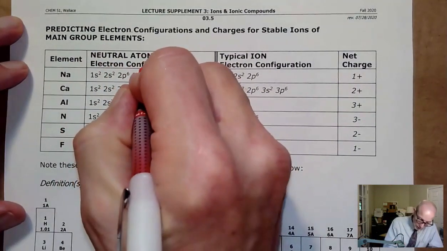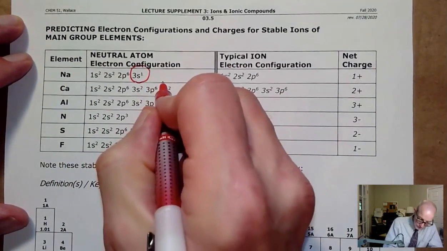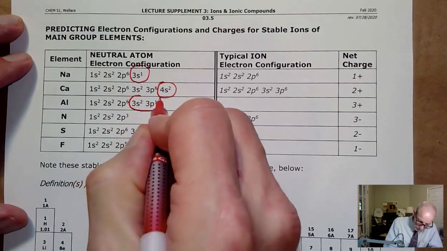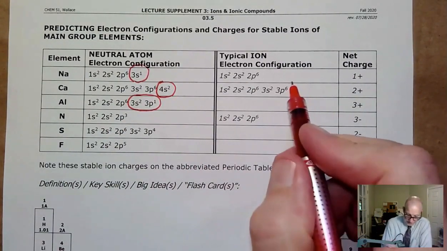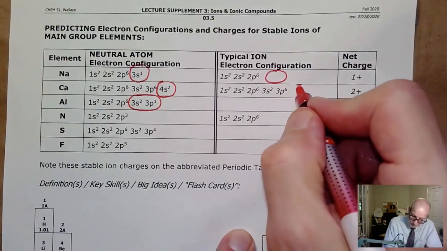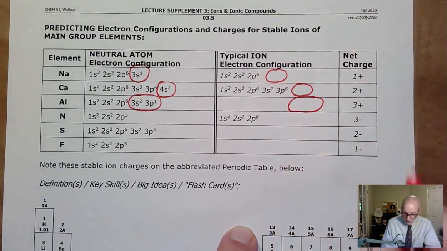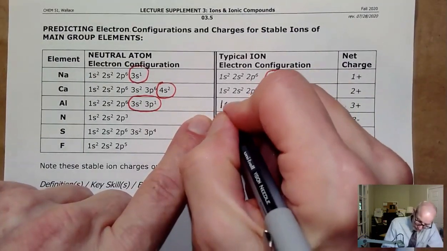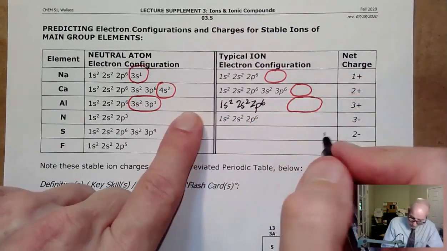So I'll look at sodium and say, well, there are the valence electrons. Calcium, valence electrons are 4s. Aluminum, they're right there. Now, if I look over on this side, that used to say 3s1. This used to say 4s2. This used to say 3s2, 3p1. And what I've got left over here: 1s2, 2s2, 2p6, and that's it.